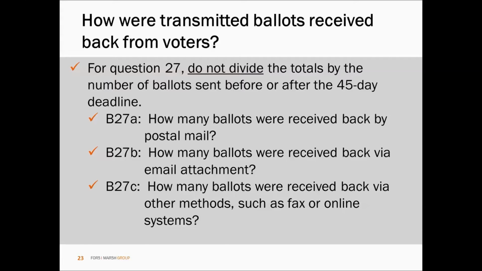So if I'm living in Germany and you mailed me a ballot, did I send that ballot back to you via mail? Did I send it back to you via an email attachment? Or did I send it back to you by fax or some other method? Now, if I sent the ballot back to you by mail and I also emailed it to you, you would include both responses. You would include the mailed response in 27A and the email response in 27B.